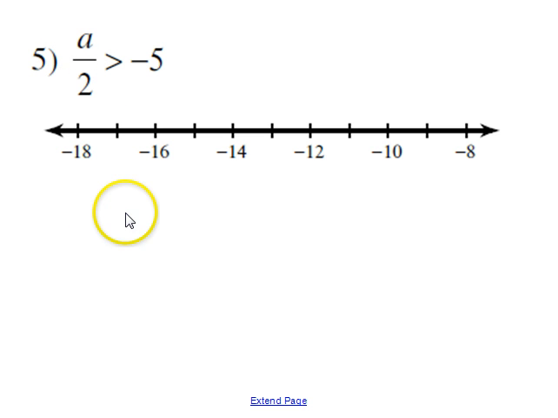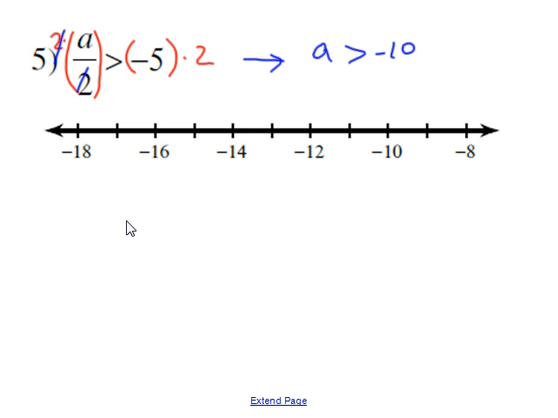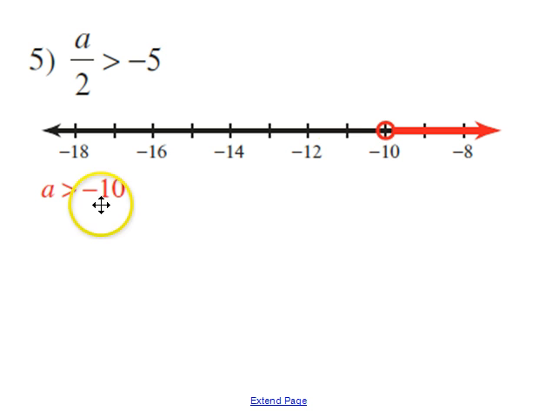So right now a is being divided by something. To undo division, we multiply. So we multiply both sides by 2. We're going to end up canceling the 2's on the left and just have a. That's what we wanted to do, is get a by itself. So now a is greater than -10. Notice this time, when it's not underlined, it's an open circle at -10. And again, a is bigger than all this stuff, so a is to the right of -10.